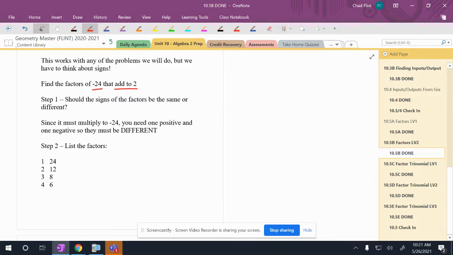All right, so the first step whenever you're doing this is, should the signs of the factors be the same or different? All right, same or different. And all I want you to do when you start this out is write that word down. Either write the word same or write the word different.